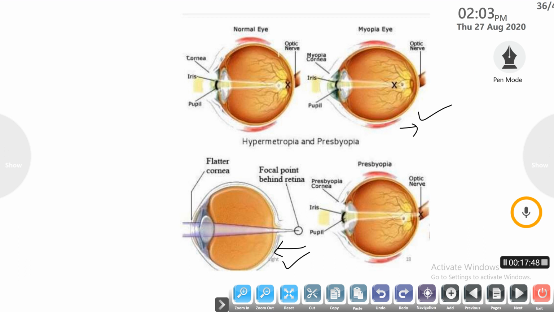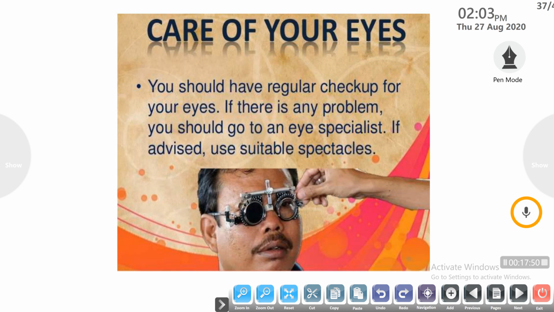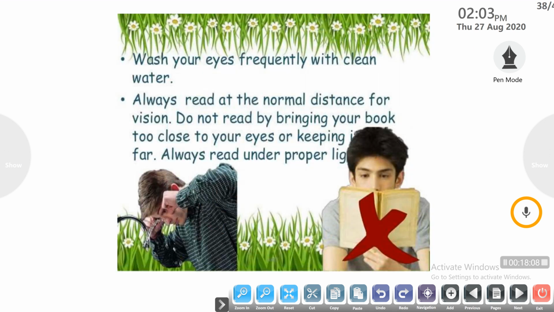The next is how we can take care of our eyes so that we will be able to see the nearby objects and the far objects. You should have a regular checkup for your eyes. If there is any problem, you should go to an eye specialist or a doctor, and if advised, you should use suitable spectacles according to your power. Wash your eyes frequently with clean water. Always read at the normal distance of vision. Do not read by bringing your book or laptop too close to your eyes or keeping it too far. Always read under proper light. So these are some precautions that you can take care of.